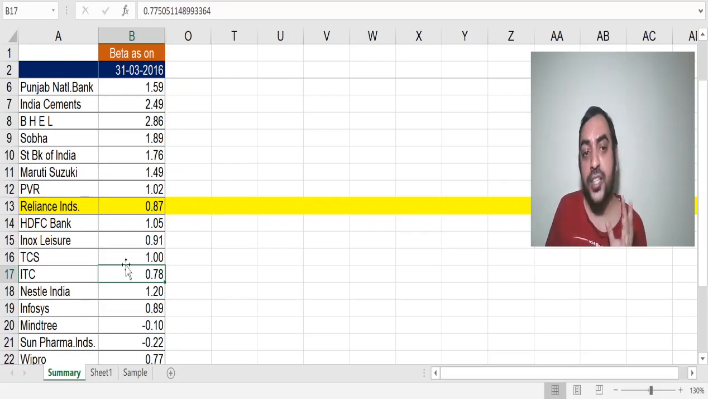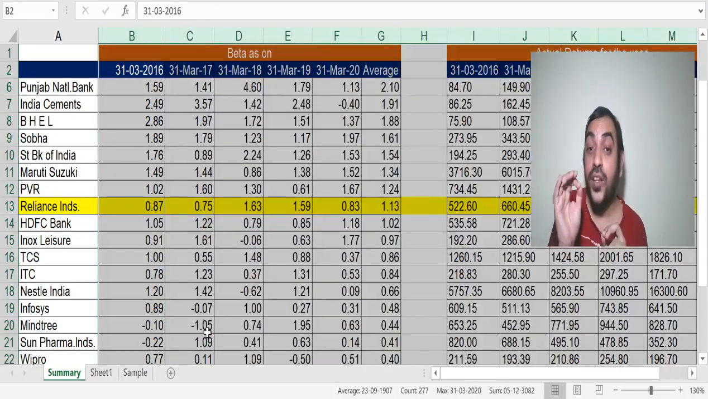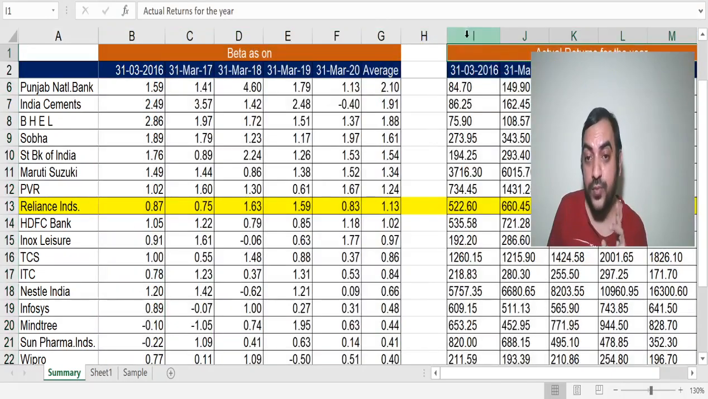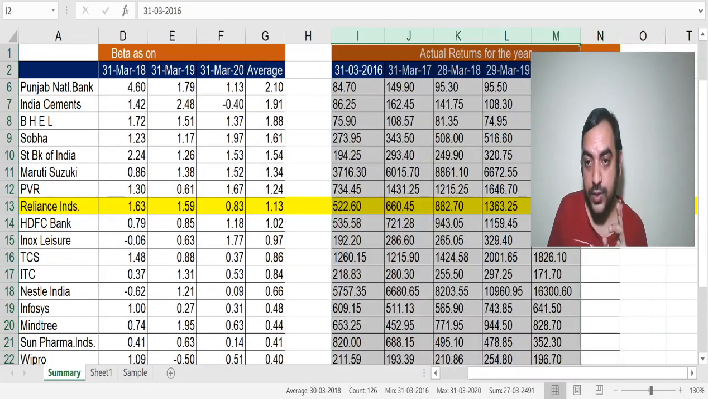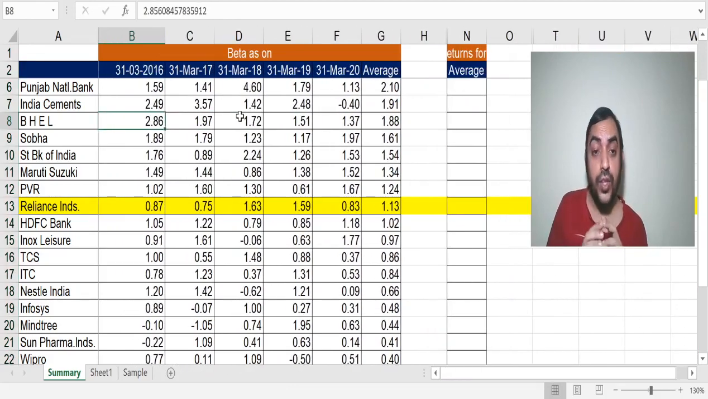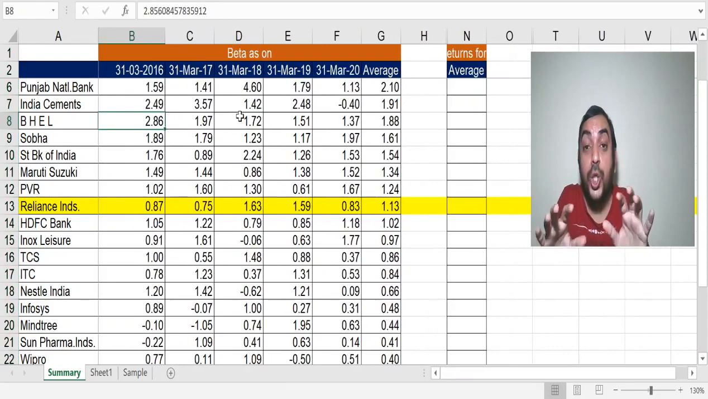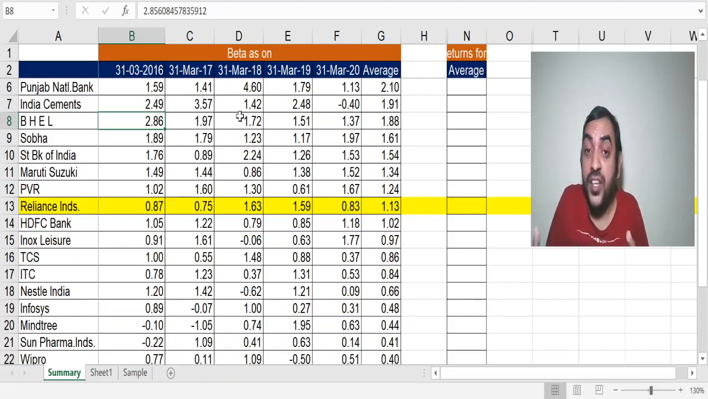So this is the beta for the year 2016. But at the same time, remember, once you construct your portfolio, say high beta stock, low beta stock, don't just invest forever. You have to keep reviewing your portfolio, maybe every year or whenever some event happens. Check whether the portfolio is in balance or not.